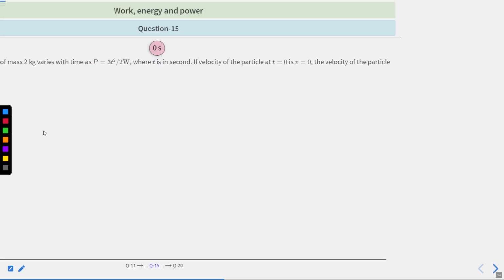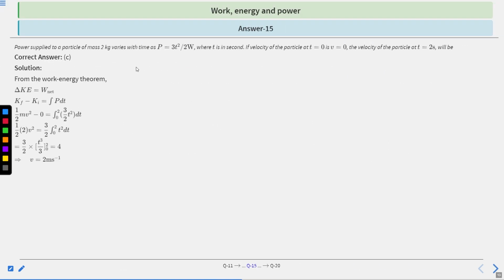Let's find the solution. The given terms in the question: mass is 2 kg, power varies with time as P equal to 3t square divided by 2 watt, where t is in seconds, and velocity of the particle at t equal to 0 is v equal to 0. The velocity of the particle at t equal to 2 seconds is asked in the question.